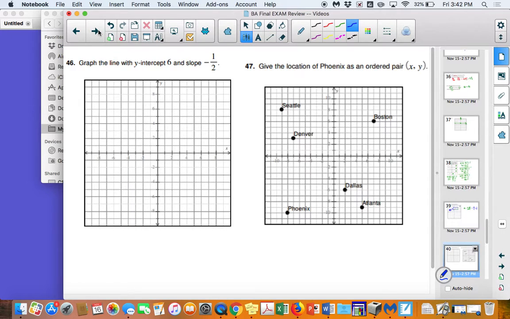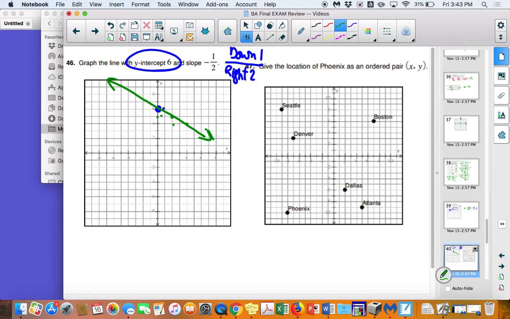Okay, so graph the line with y-intercept of 6 and a slope of negative 1/2. Y-intercept of 6 tells you where to start. So get on the y-axis and find 6. Now slope tells me where to go. Negative 1/2 means down 1 and to the right 2. So from the dot that I just made, I'm going to go down 1 to the right 2. And you can repeat that as many times as you want to. Down 1 to the right 2. There we go. There's our line.